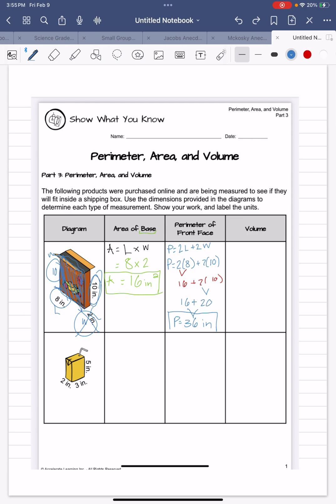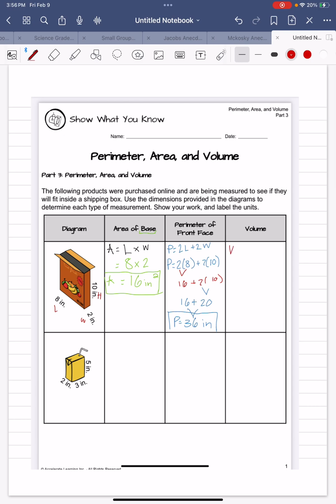We did not square or cube them. Okay, now is the fun part. We are going to find the volume of this shape. So now we can just use all of those units from our carton as they are. I'm going to label that 8 as our length again, that 2 is our width, and that 10 is going to be our height this time instead of our width.